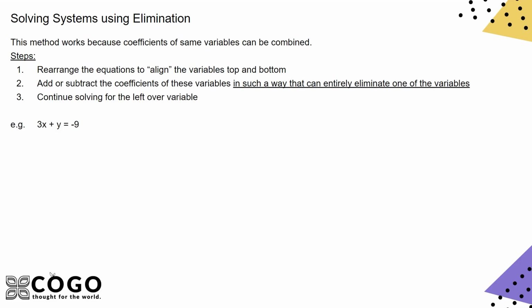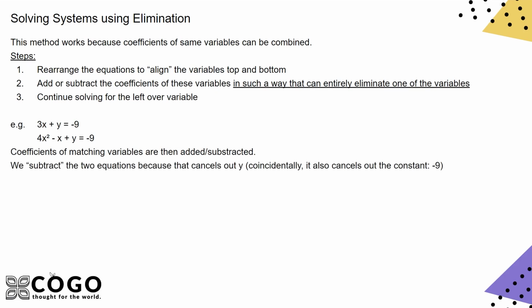For example, if we have the system of equations of the first equation being 3x plus y equals negative 9, and the second equation being 4x squared minus x plus y equals negative 9. In elimination, the coefficients of matching variables are added or subtracted to eliminate variables and leave only one variable for us to solve. In this case, we subtract the two equations because that cancels out y. Coincidentally, it also cancels out the constant negative 9.